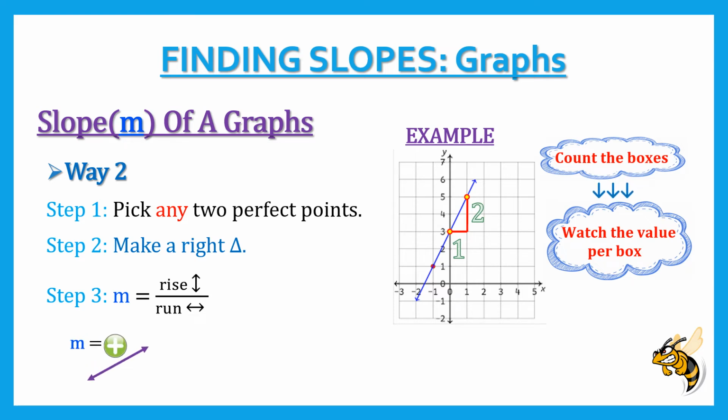If the line is going up from left to right, it's a positive slope. If it's going down from left to right, it's a negative slope. In this case, it's going up from left to right, so therefore my slope is positive. So m will equal a positive 2 over 1, which is just 2.